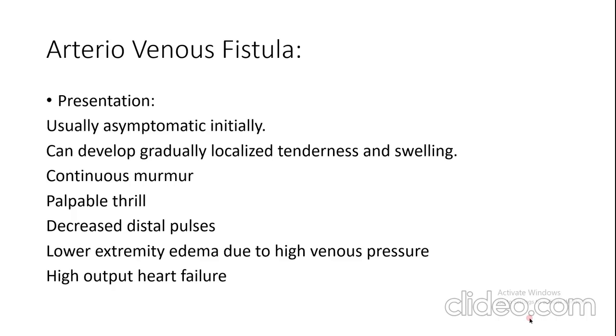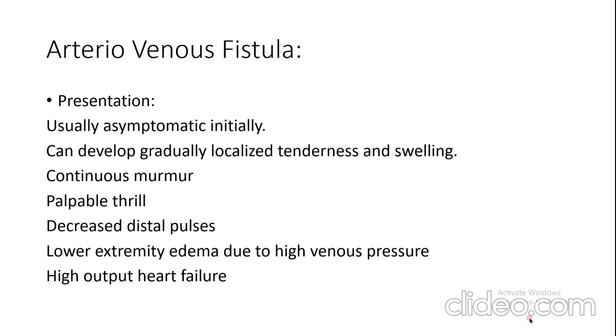The murmur is continuous because the pressure between the artery and the vein is always different throughout the cardiac cycle. So there is continuous shunting of blood from the artery to the vein, so it's a continuous murmur. Then the thrill is palpable. Now, when there is increased blood flow through this fistula into the vein, the distal artery has decreased blood supply, and this leads to decreased distal pulses.